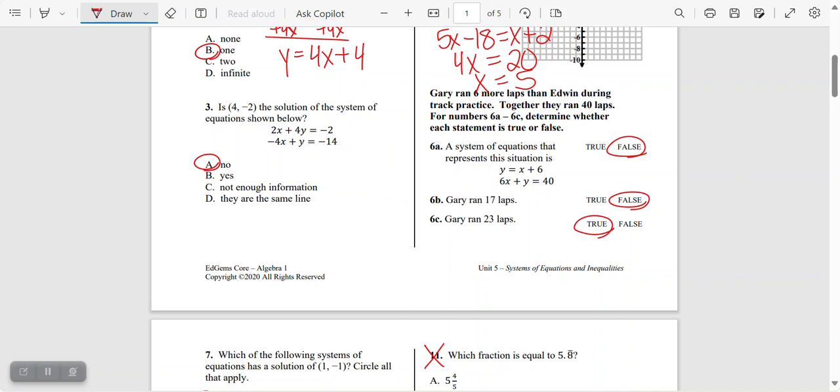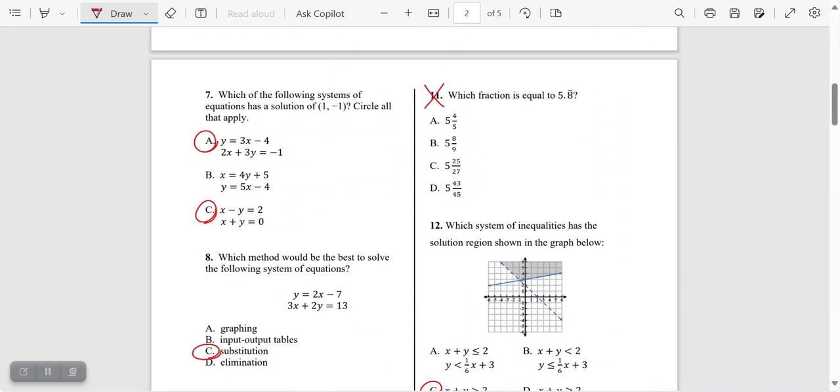Gary ran 6 more laps than Edwin. The first equation would work if x is Edwin and y is Gary. That first equation does work, but the second equation should say x plus y equals 40.